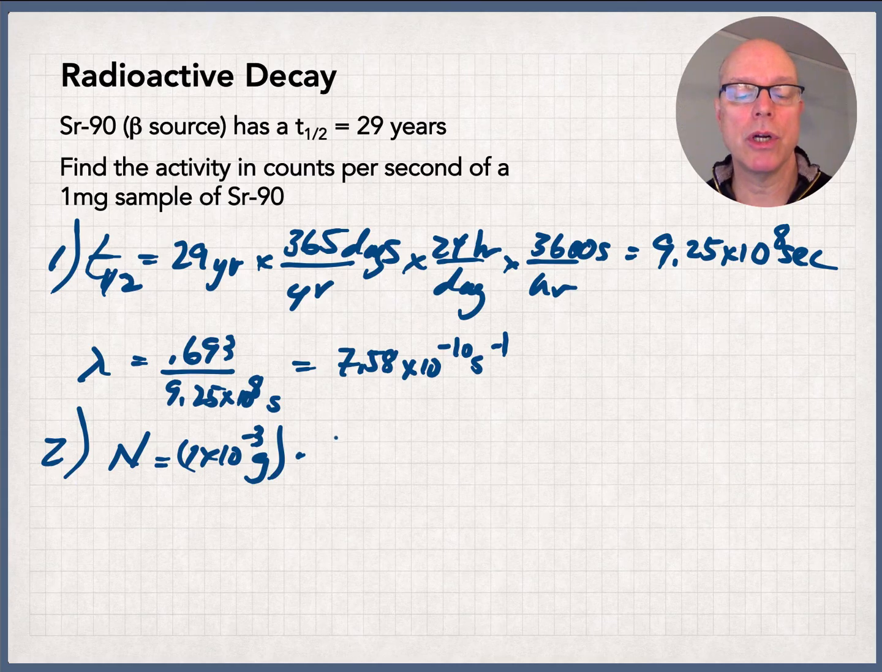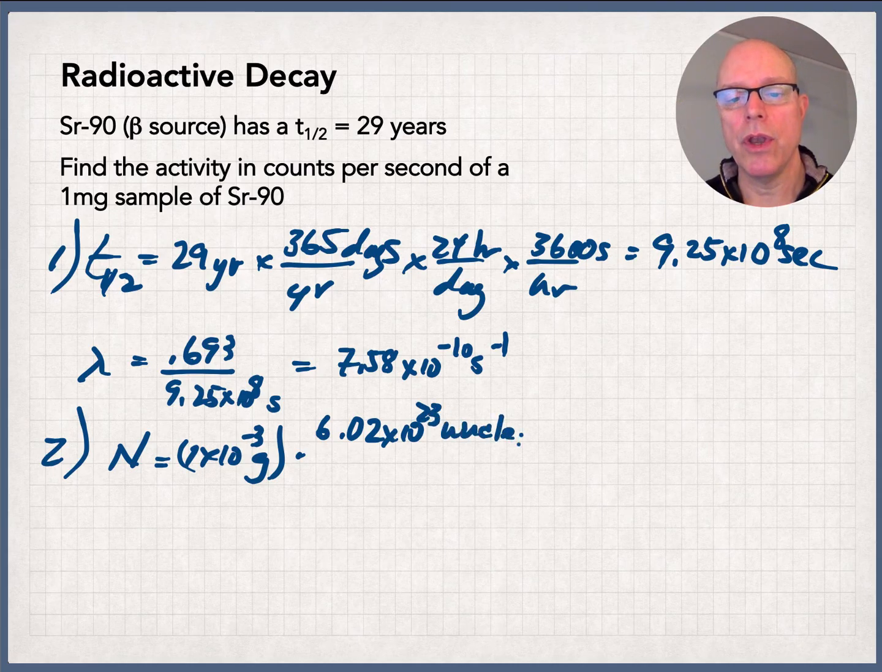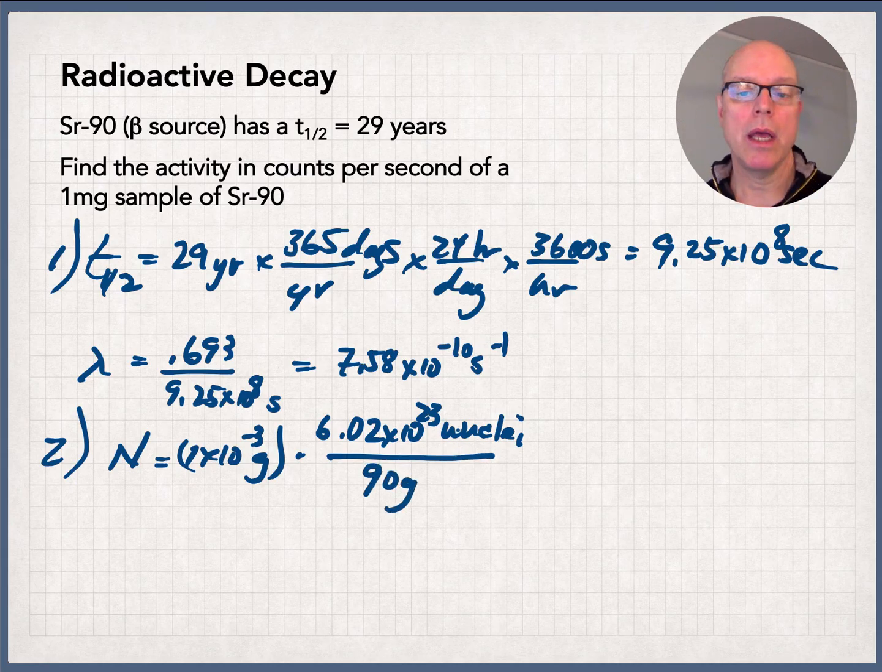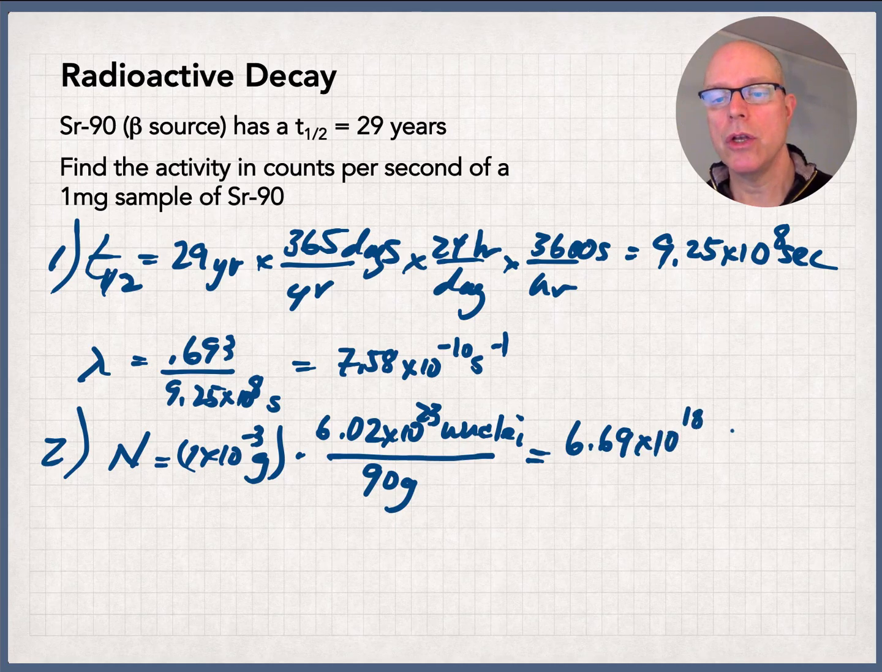And that's going to be turned into nuclei by Avogadro's number. Nuclei are the number of nuclei inside of 90 grams of strontium-90. Again, the top and the bottom both equal 1 mole of strontium-90. That's why I can get away with that step, and it's such a nice conversion. So I get 6.69 times 10 to the 18 nuclei in my sample.